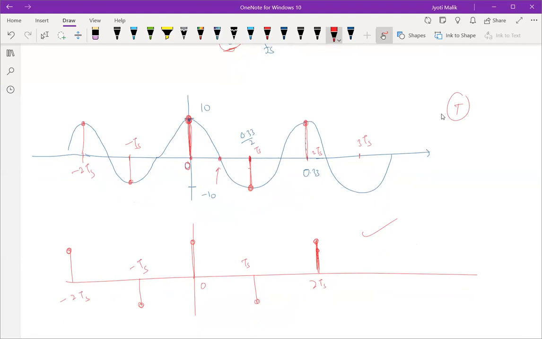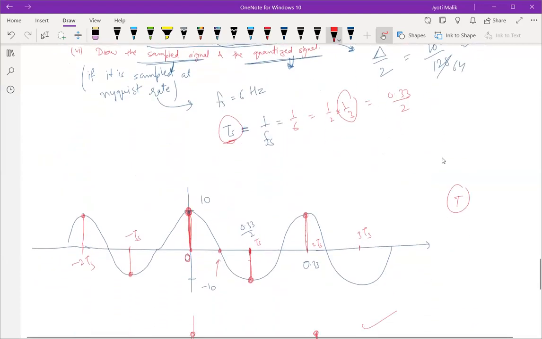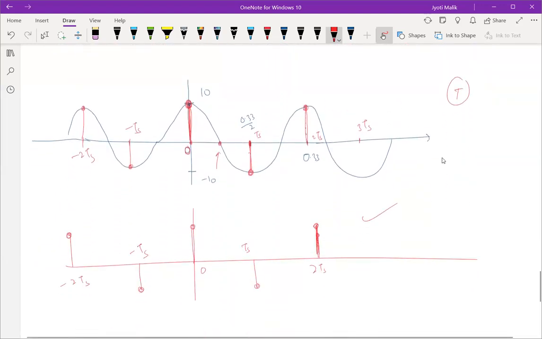Any doubt? Not really. This is good. So this is how you draw the graph. This is the sampled signal, x s of t.